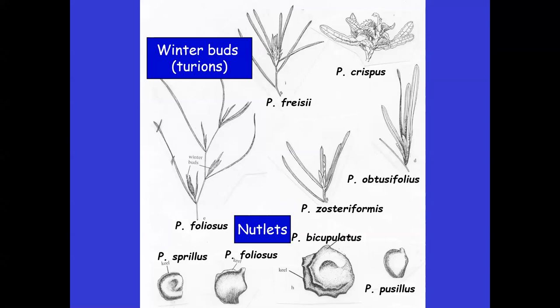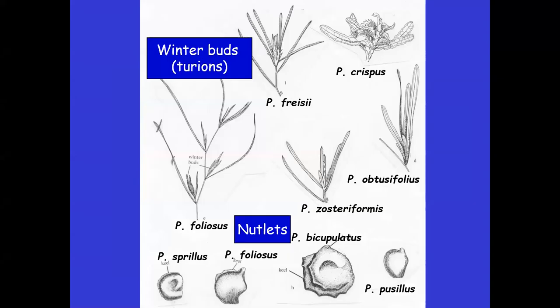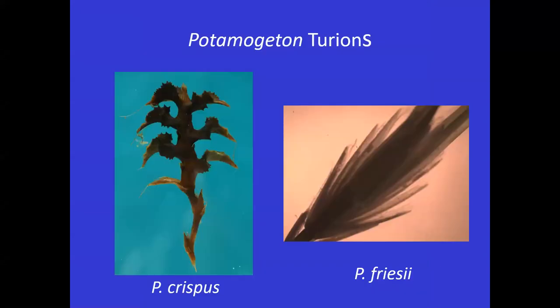Pusillus is very smooth. It doesn't have any bumps or anything like that. And some of the others, like Potamogeton foliosus, leafy pondweed, has very bumpy ones. So, okay, next. Thanks, Paul.